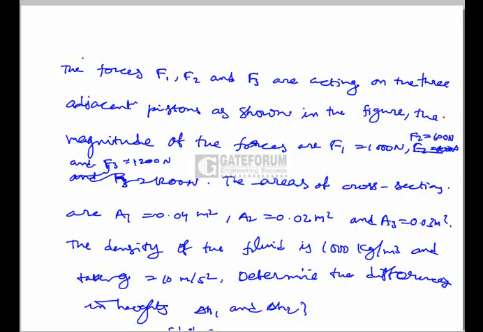The forces F1, F2, and F3 are acting on the three adjacent pistons as shown in the figure. The magnitude of the forces are F1 is equal to 1000 Newton, F2 is equal to 600 Newton, and F3 is equal to 1200 Newton. The areas of cross sections are A1 is equal to 0.04 meter square, A2 is equal to 0.02 meter square, and A3 is equal to 0.03 meter square. The density of the fluid is 1000 kg per meter cube, and take g is equal to 10 meter per second square. Determine the differences in heights del H1 and del H2.